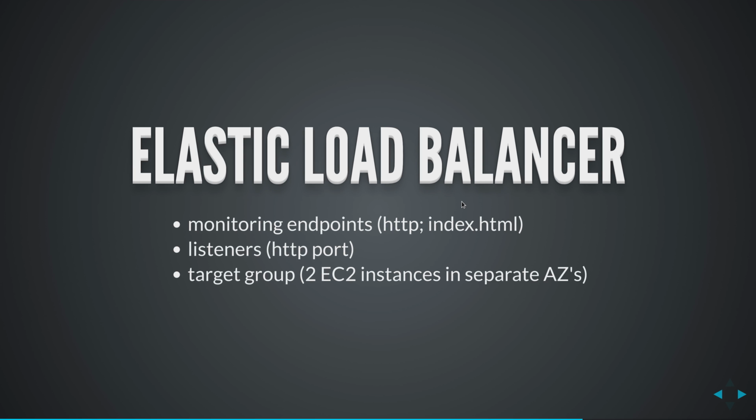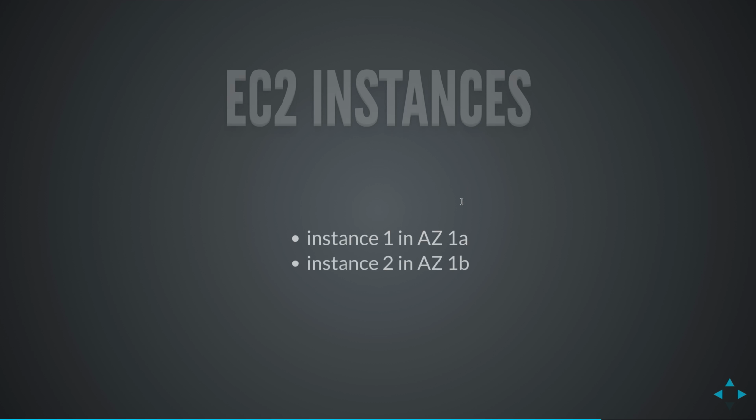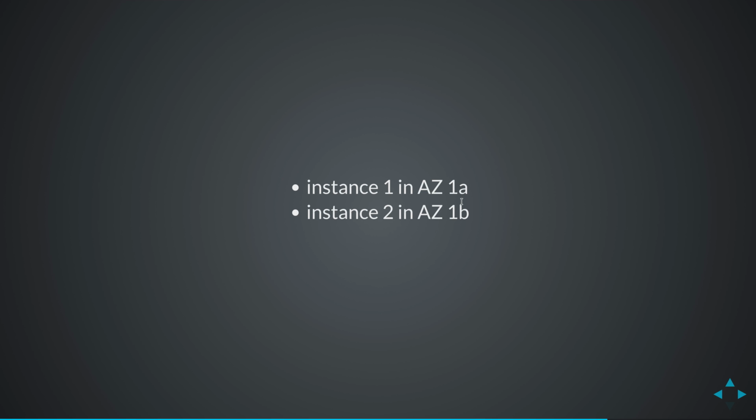An elastic load balancer that has a listener, of course, for the HTTP traffic. It monitors the endpoints for its health, and these endpoints are configured in a target group, and we are using two EC2 instances in two different availability zones. As I said, I have one instance in availability zone 1A and one in availability zone 1B.